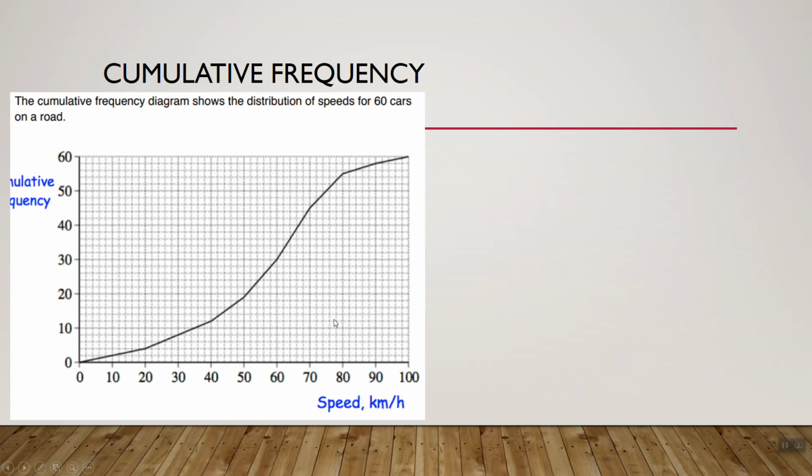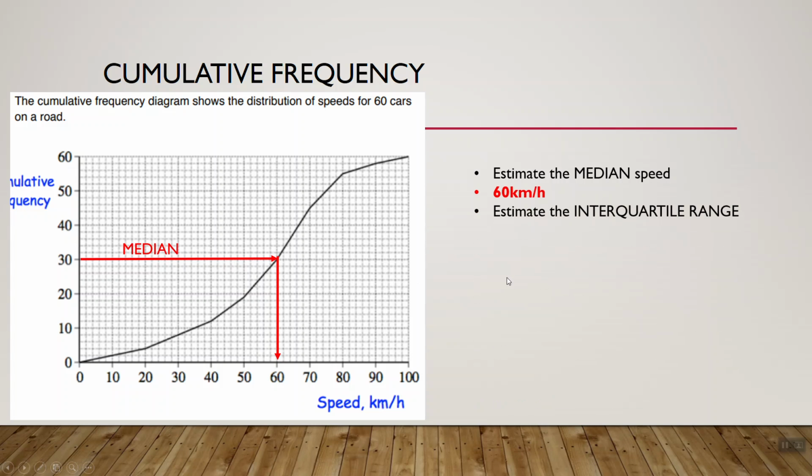Then we come to cumulative frequency, which is being tested in this paper. The cumulative frequency diagram shows the distribution of speeds for 60 cars on a road. So you can see here the speed is the horizontal axis and the cumulative frequency counts up to all 60 cars. Estimate the median speed. So the median is the middle average. The middle average for 60 cars is going to be at 30. So you go up to 30, read across and down. So we get a median of 60 kilometers per hour.